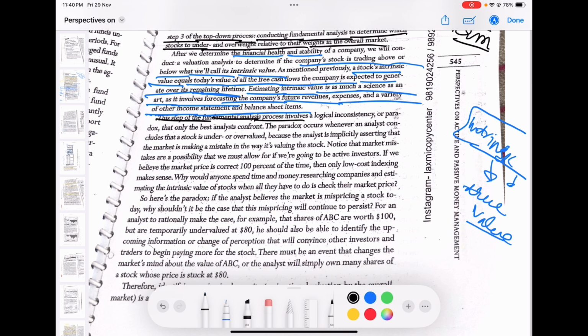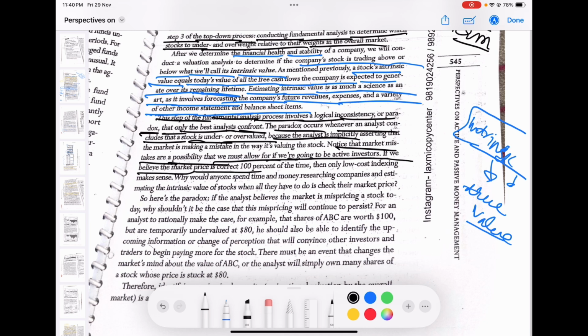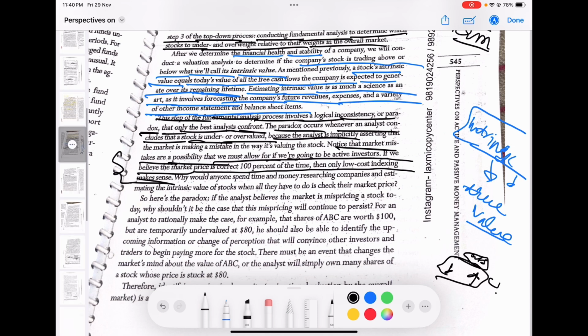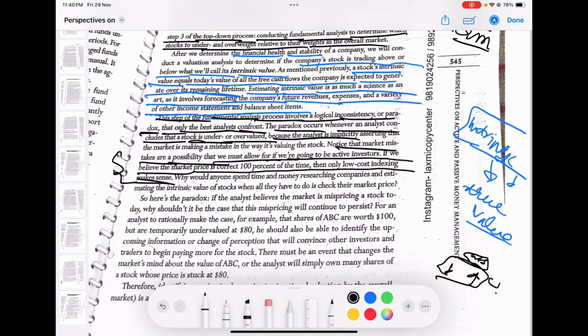This step of the fundamental analysis process involves a logical inconsistency or paradox that only the best analysts confront. The paradox occurs whenever an analyst concludes that a stock is undervalued or overvalued. So, notice that the market's mistakes are a possibility that we must allow if we are going to be active investors. If we believe that the market price is correct 100% of the time, then obviously you cannot assume that every time you think a particular stock is undervalued or overvalued, it will perform according to how you are saying, right? Since we are active investors, we can be wrong many times, so you need to manage that sort of risk.